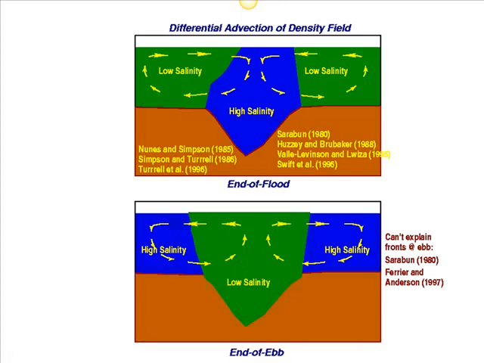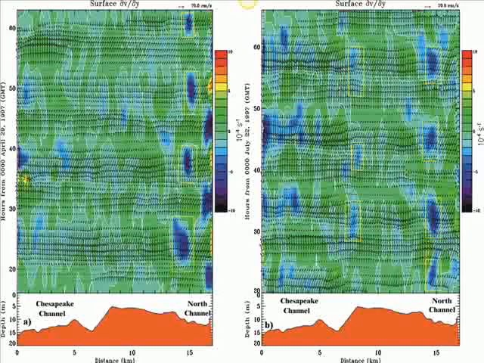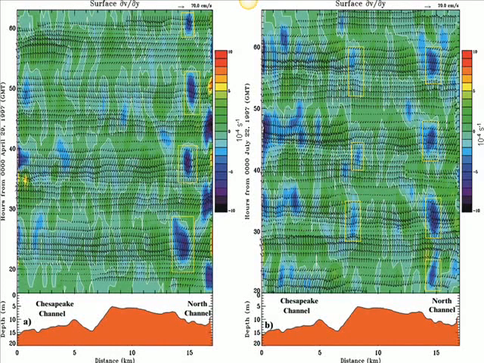However, there have been studies after the mid-'80s that have shown that you do have fronts during ebb also, and not necessarily in the middle of the channel. They can form over the shoals. And here's an example. This is in the lower Chesapeake Bay. This is for two different experiments. So we have the bathymetry here. This is depth versus distance.